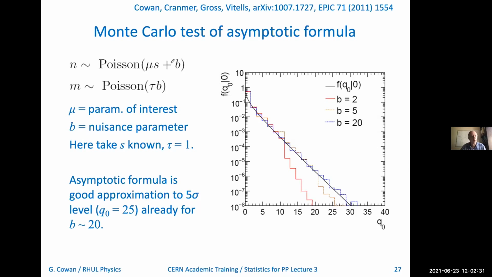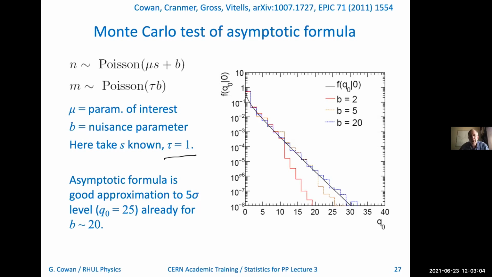Well, you set up a control measurement where you think you have only background, and I measure a number m, which is Poisson distributed with a mean of tau times b. So b is the same b as here, and tau is some scale factor which relates the control measurement to the primary measurement. It could be related to the width of a sideband, or tau can be known typically through some sort of Monte Carlo study. So let me suppose that tau is equal to 1 and that we know that.